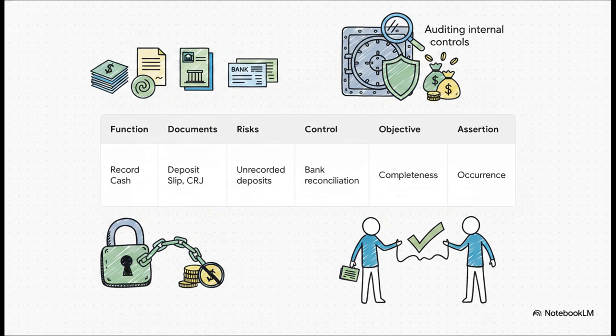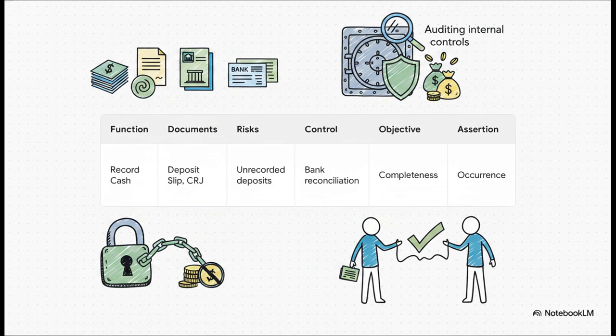How do we stop this manually? Strict separation of duties. The person recording the receipt in the cash book absolutely cannot be the same person doing the daily bank reconciliation. If they are, they can easily manipulate the records to hide their own theft. This separation secures the occurrence of cash receipts and the valuation of your debtors.